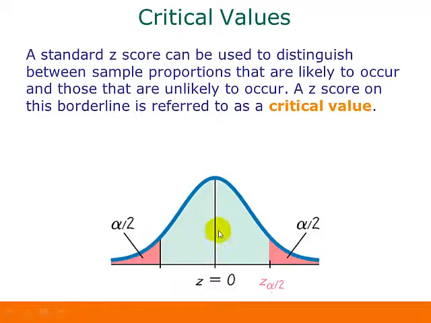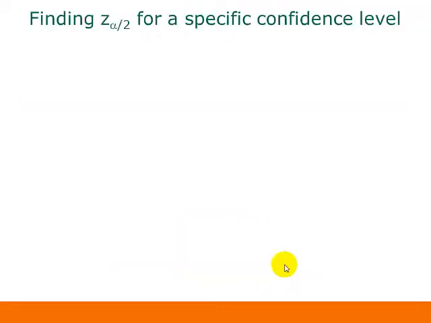So here's a picture of our standard normal distribution. We have a mean of 0 and a standard deviation of 1. Our critical values are going to be the ones that are on a borderline between sample proportions that are likely to occur and sample proportions that aren't likely. Anything in between these two would be the ones that are likely to occur. Anything in those two tails is going to be something that's unlikely to occur. Now, we'll need to find those critical values in order to construct a confidence interval.